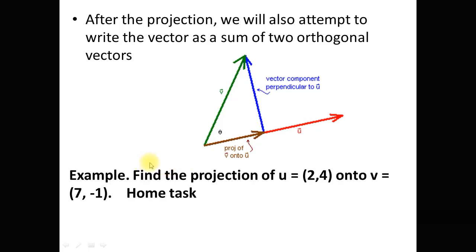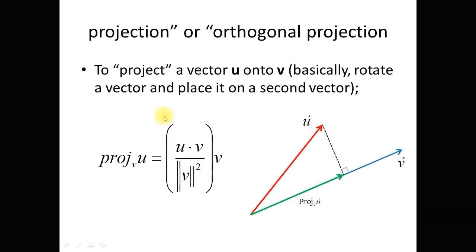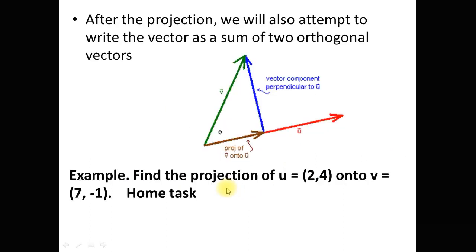Now here is an example. Find the projection of u onto vector v. This is the vector u having two components 2 and 4, and this is vector v having two components 7 and minus 1. To find the projection of u on vector v, first of all find the dot product of u and v, and then find the magnitude of vector v, and then put the values in this formula: u dot v divided by v magnitude square into vector v.